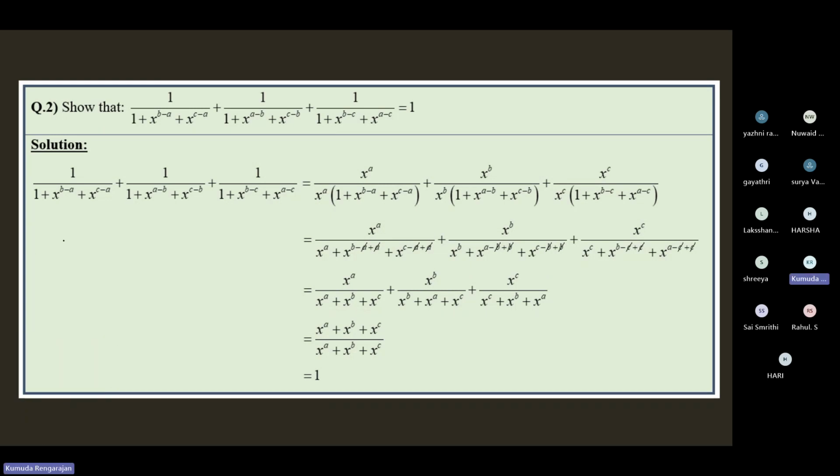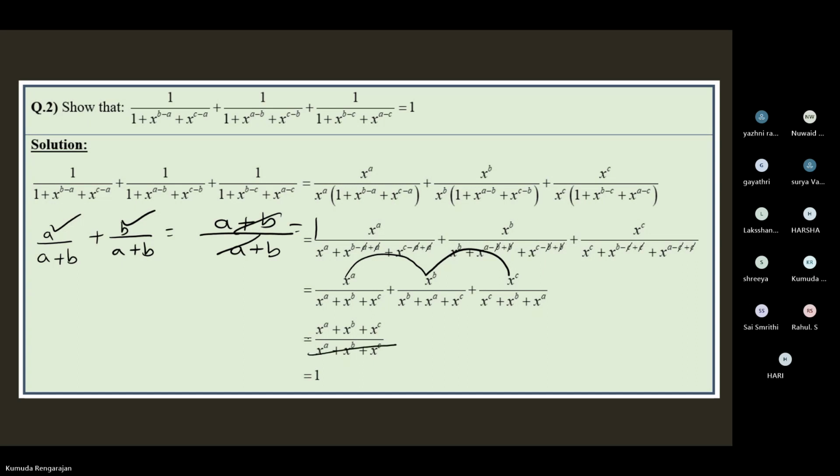So as I told you with this example, see when we have A by A plus B by A plus B. So the LCM is A plus B. So in the numerator, we have A plus B. In the same way here, x to the power A plus x to the power B plus x to the power C. Cancels, and that's 1.